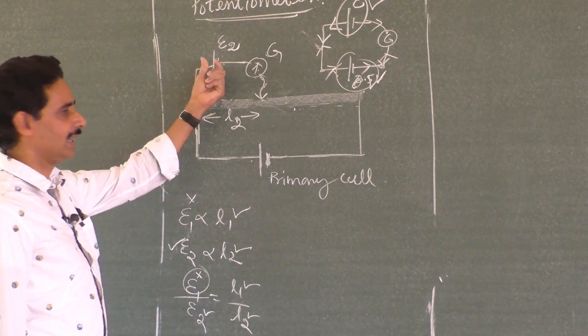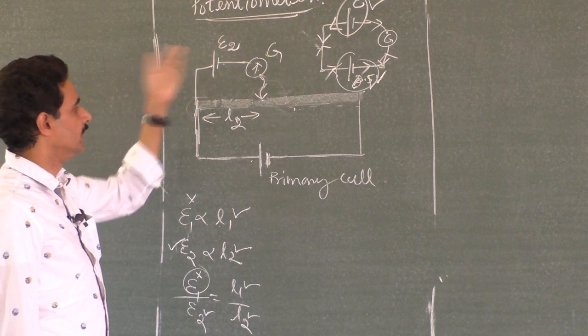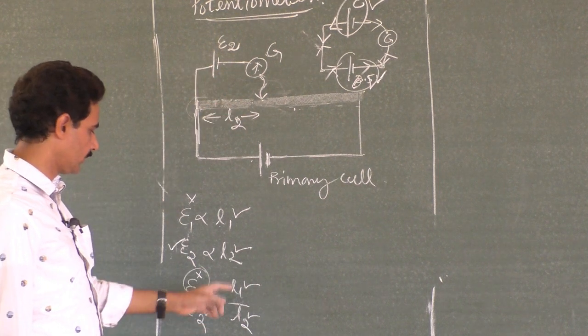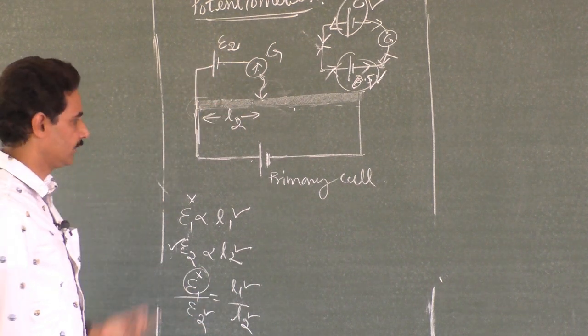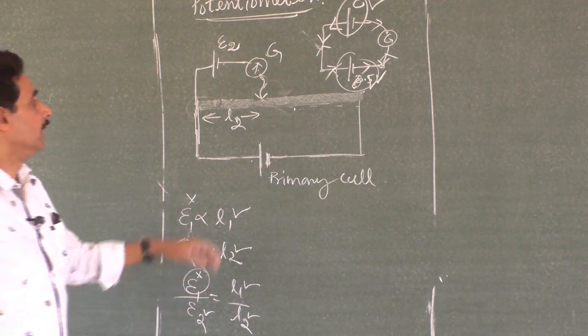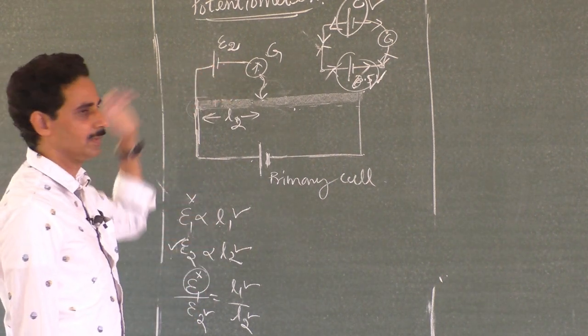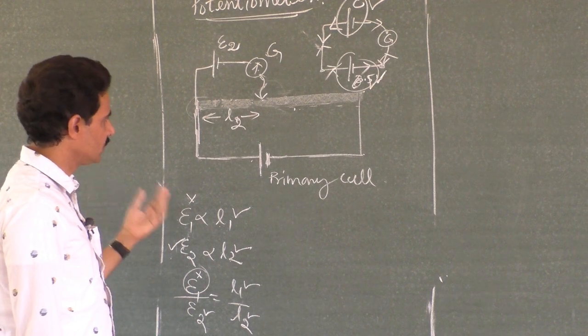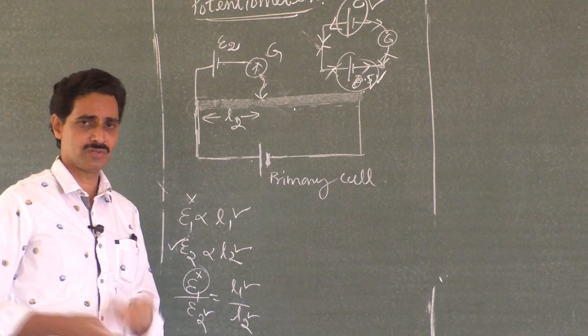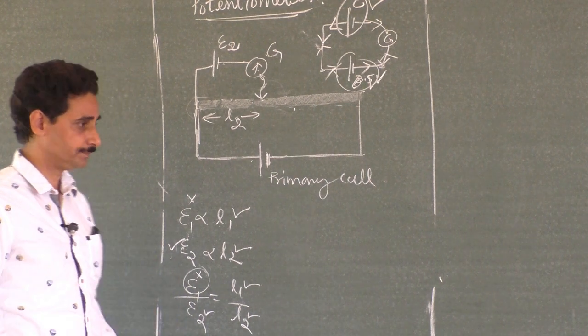First connect one cell of known value, find the balancing length, and another one of unknown value, find the balancing length. Out of the 4 values, only one is unknown. You can find it out. This is the beauty of the potentiometer. Potentiometer is used to determine the EMF of cells, and it is also used to determine the internal resistance of the cell. Regarding internal resistance, you have theory in your book, you can look into that.